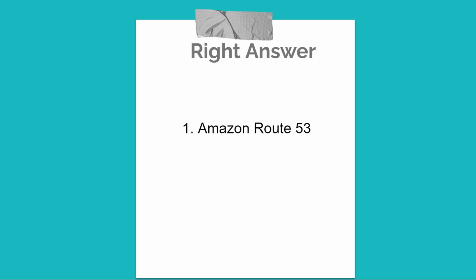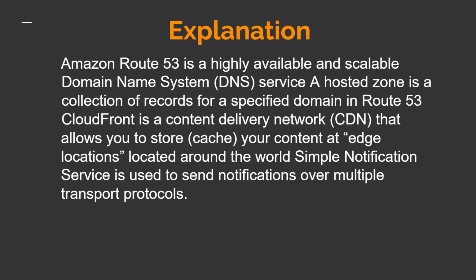Amazon Route 53. Explanation. Amazon Route 53 is a highly available and scalable domain name system (DNS) service. A hosted zone is a collection of records for a specified domain in Route 53. CloudFront is a content delivery network (CDN) that allows you to store, cache your content at edge locations located around the world. Simple Notification Service is used to send notifications over multiple transport protocols.